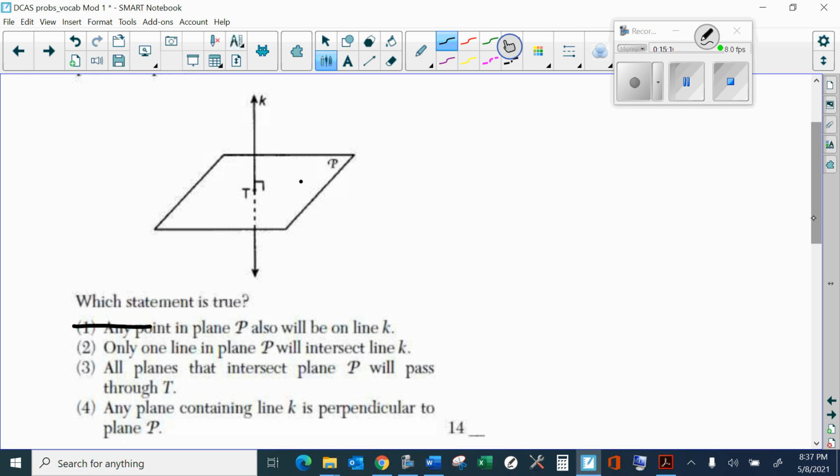Only one line in plane P will intersect line K. That's true. All planes that intersect plane P will pass through T. No, that didn't have to happen. Any plane containing line K is perpendicular. Now it can be parallel. Okay, number 2.